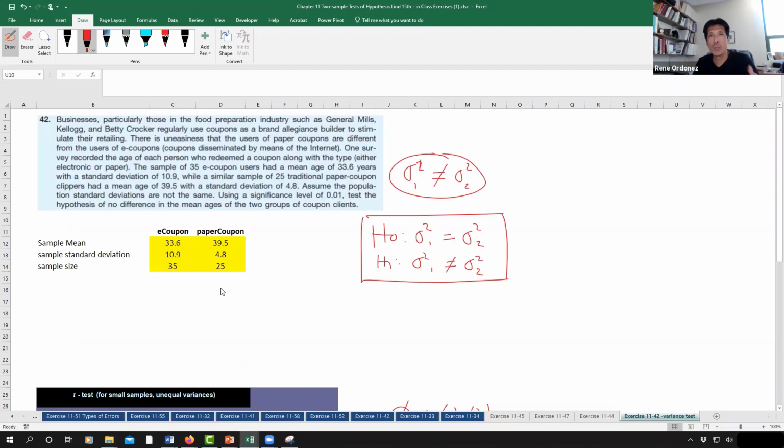The decision rule will still be the same as before. We will compare a computed statistic, and in this case, the computed statistic is known as the F distribution. Or we can use the p-value as the decision rule. Okay?